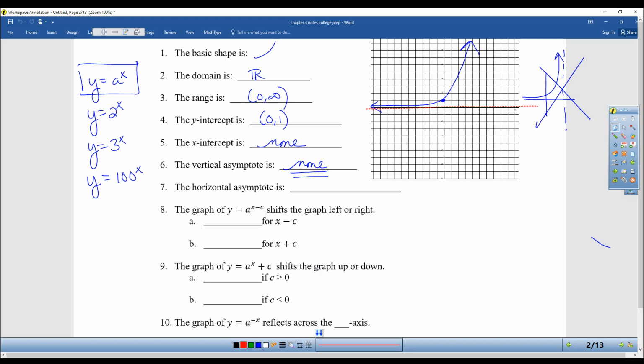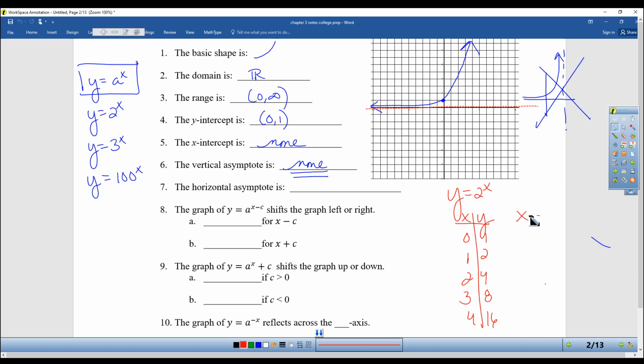Now you can just memorize that, or you can understand why, which is if you were making a table, let's say for y is equal to 2 to the x, and it's easy to see why it goes up. When x is 0, 2 to the 0 is 1. 2 to the 1 is 2. 2 squared is 4. 2 to the third is 8. 2 to the fourth is 16. You can see how it's just rising up.